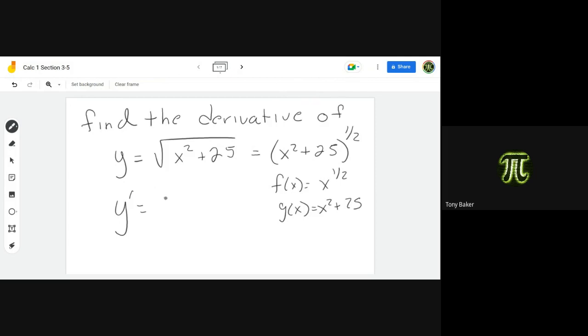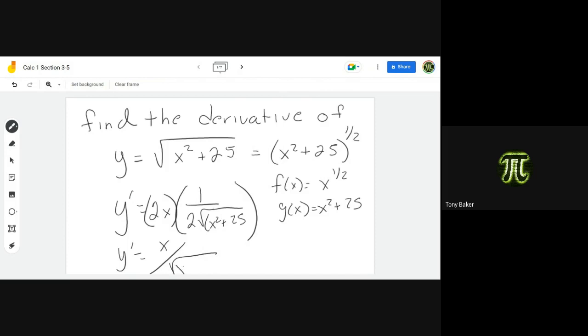2x. What's the derivative of this x to the 1/2? 1/2 square root of, and it's that function, so it's x squared plus 25. The square root derivative is one that comes up really often, so that's one of those ones you probably want to remember just because it does come up so often. So y prime is 2x, or sorry, not 2x, x over the square root of x squared plus 25.